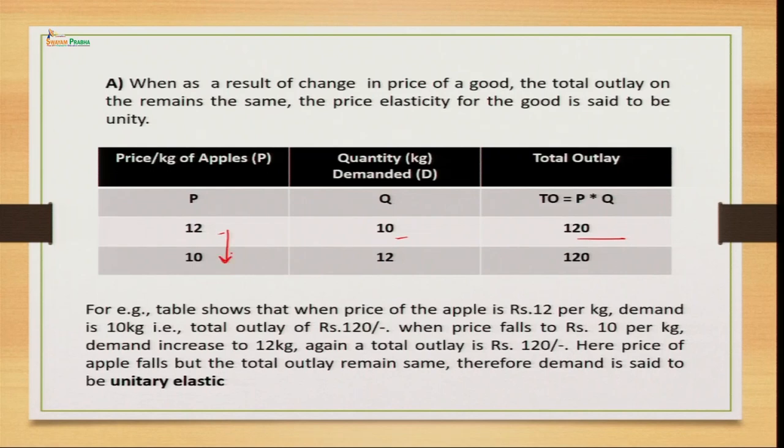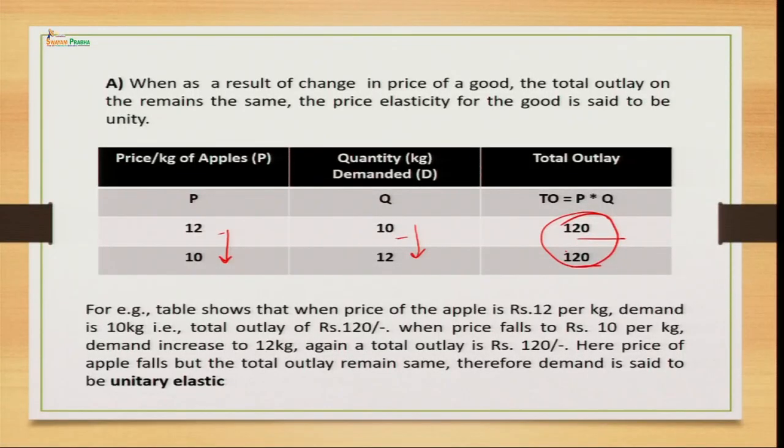At price 12, people were demanding 10 kgs of apple, which gives you the total outlay of 120, and you can see when the price of this apple reduces from 12 rupees to 10 rupees, the demand increases, right. People shifted their demand from 10 kgs to 12 kgs, but you can see the total outlay remains the same. Here there is no change in the total outlay. That means whatever change has taken place in the price of the commodity, the same proportionate change has taken place in the demand of that commodity, which keeps your total outlay equal. That means this product is unitary elastic. The elasticity here is equal to 1 because the total outlay remains the same, right.